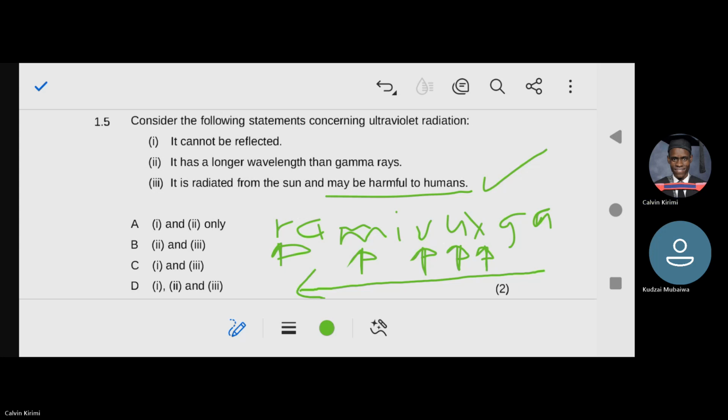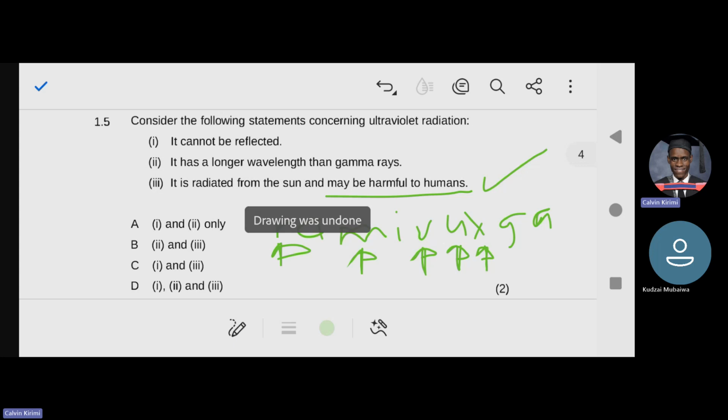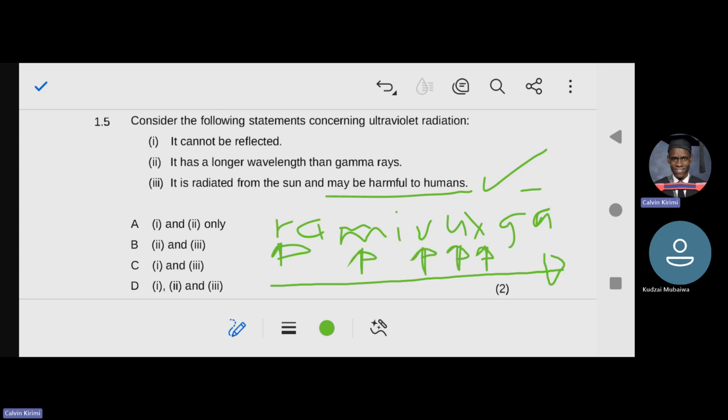Our wavelength. So in other words, what we are saying, the one that is the longest wavelength is the gamma, isn't it? Yes, before the U. RAMIVAX-GA. So the X, they are representing X-rays. So ultraviolet, it's here, and this is the direction of my wavelength. So wavelength is increasing from left to right, starting from radio waves.